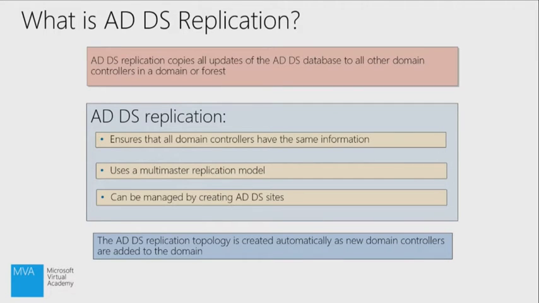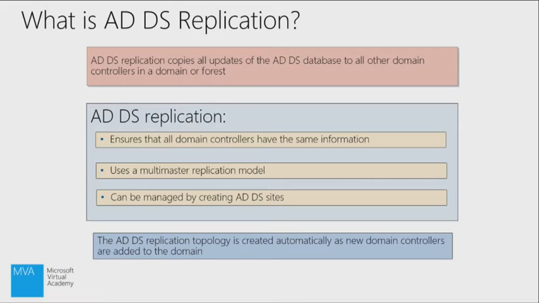ADDS replication is the process of making sure that database is the same across all of your domain controllers. ADDS replication copies all updates of the ADDS database to all other domain controllers in a domain or forest. We want to make sure if we've changed a password, removed a user account, or added a user account, that those changes exist across our entire domain infrastructure so that those users can or can't authenticate, depending on if we've removed or added them, and their passwords have been updated if changed in the last couple of minutes. We don't want them to change their password, log off, try and log back on, and have it fail because they're trying to get to a different domain controller than the one the change was made on. It ensures that they have the same information.